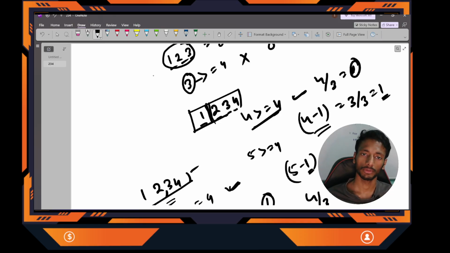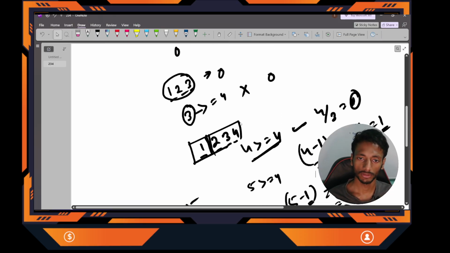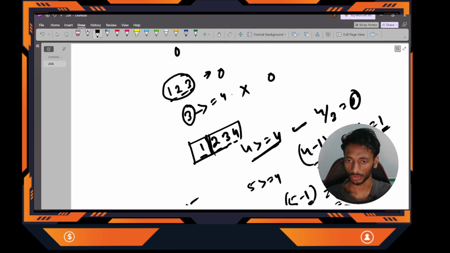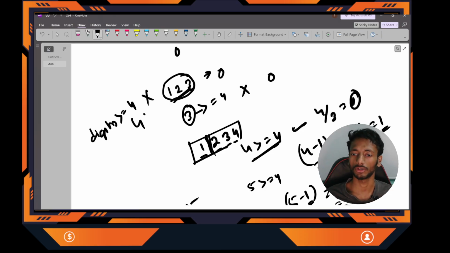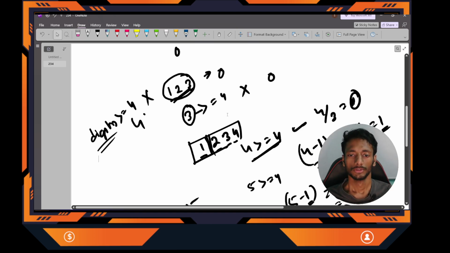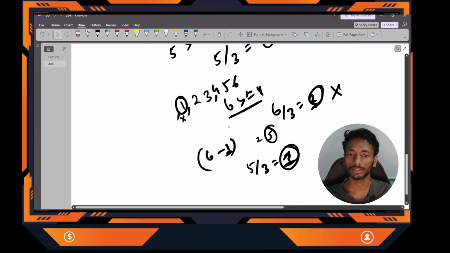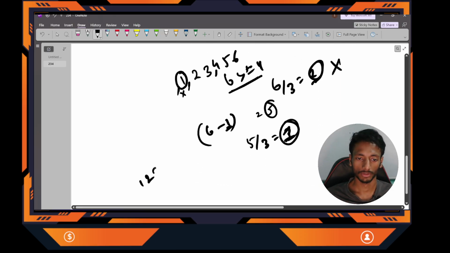Correct? Now for this test case, our actual answer is 0. So it will be false for the first condition, that the number of digits should be greater than or equal to 4. This is not true for this test case, so it will not try to calculate how many commas I can have. It will return false from that point, right? Clear? Next, suppose we have 7 digits, 4, 5, 6, 7. So how many digits are present?